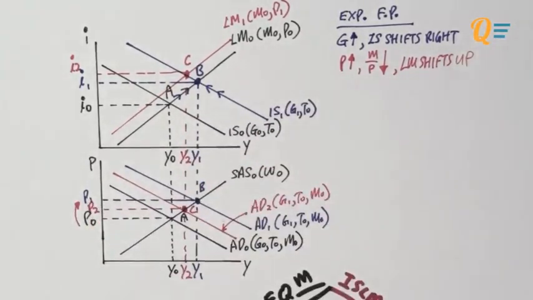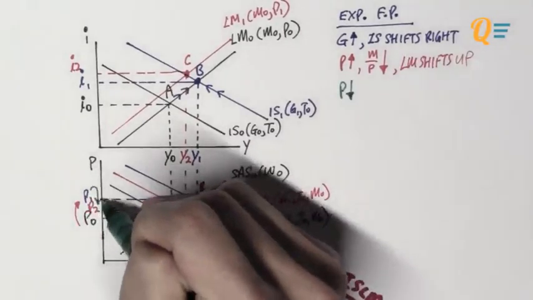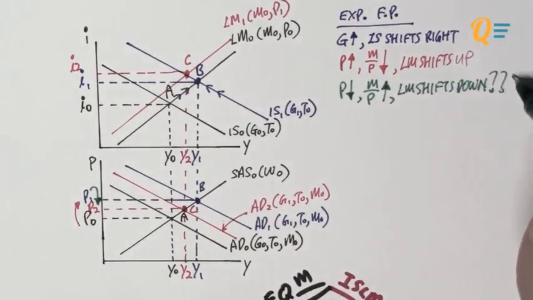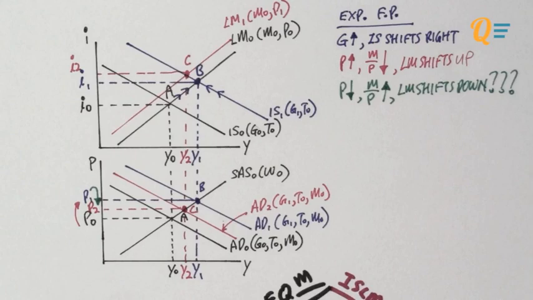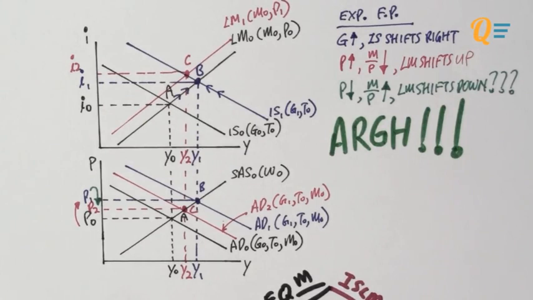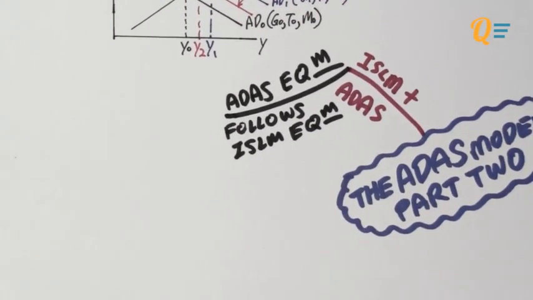But wait, the price level is now going to fall again from P1 to P2. So this means that the real money supply is going to increase, right? So the LM curve is going to shift down. Shifting down the LM curve is going to cause your output to increase, and your AD curve is going to shift to the right again, and then your price level is going to increase again, which is going to change the real money supply again, and then you need to change the LM curve again, and then you need to change the AD curve again, which then changes the output level again, and you're confused. But there's no need to worry because Quickienomics believes in making things simple for you to understand.